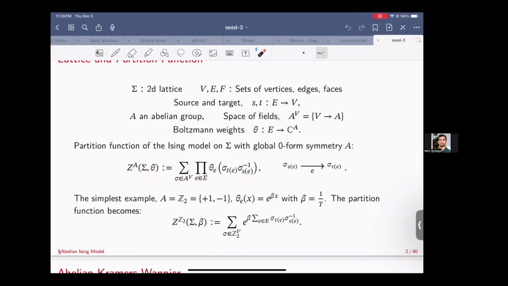The simplest case is when A is Z2, which I take to be multiplicative, and when all the Boltzmann weights are the same, irrespective of the edges, and they have this exponential form where beta is the inverse temperature. In this case, the partition function takes this familiar form where I have a sum over Z2 valued fields. And in the exponent, we see the action for the Z2 Ising model.